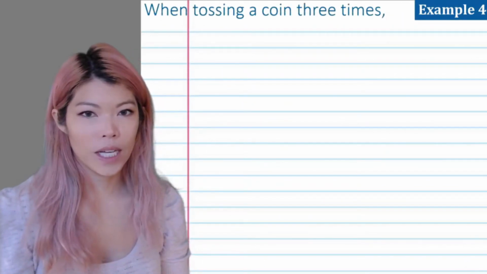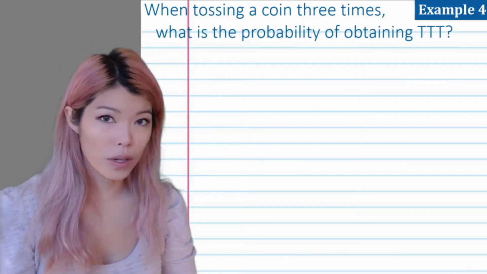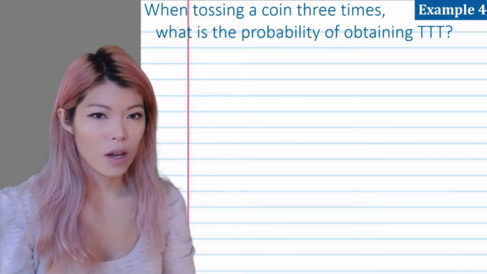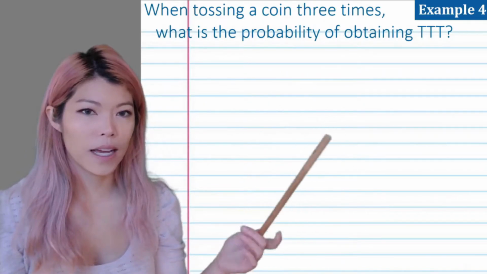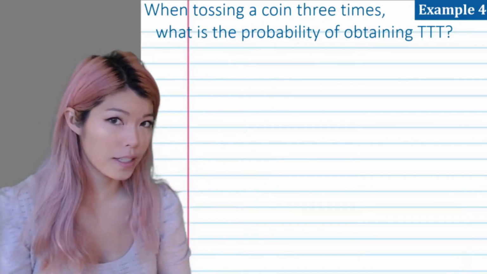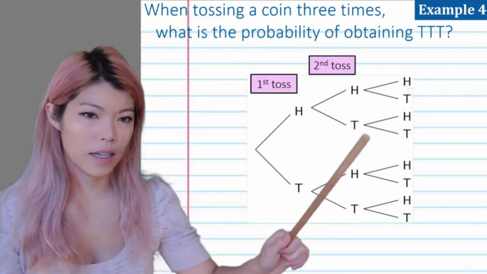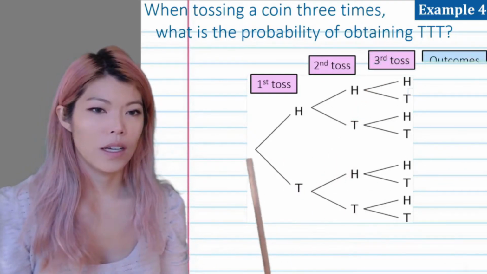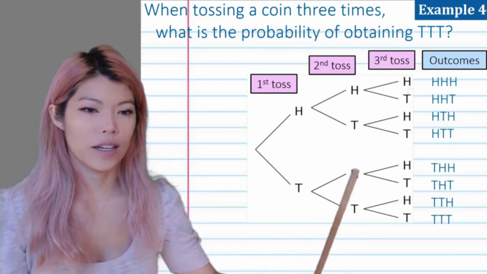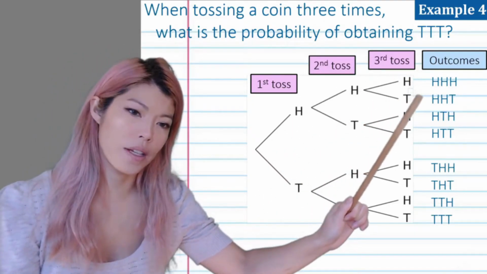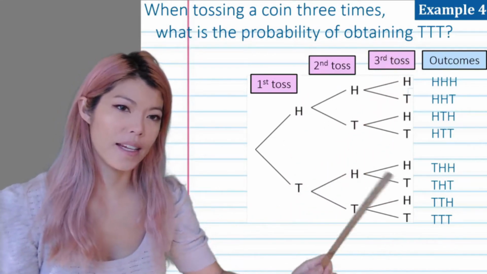Example 4. When tossing a coin 3 times, what is the probability of obtaining 3 T's or 3 tails? Well, would you do a tree diagram or the table? In this case, because we're tossing it 3 times, so 3 stages, we're going to use a tree diagram. So here's the first toss, the second toss, and the third toss. And the outcomes are H, H, H, H, H, T, etc., etc. So you read from left to right. So now we have 2 times 2 times 2 is 8 outcomes.